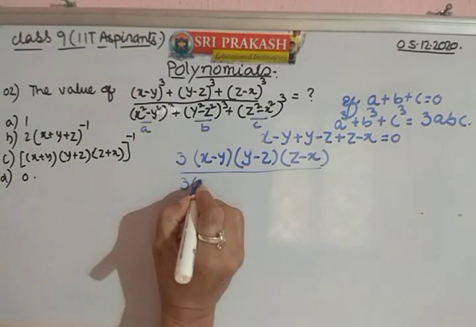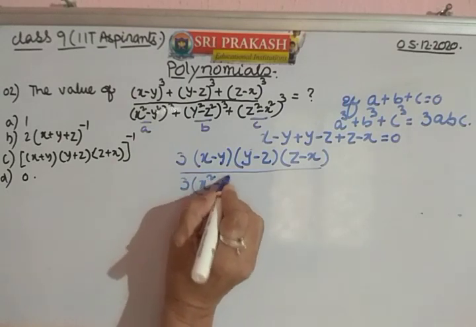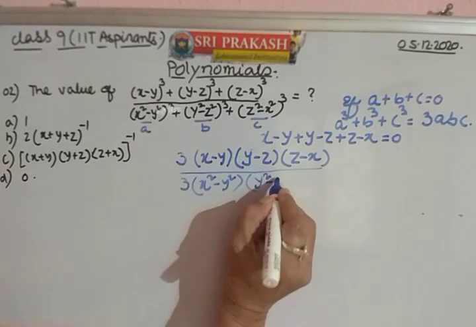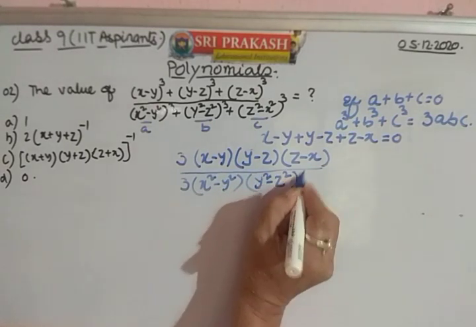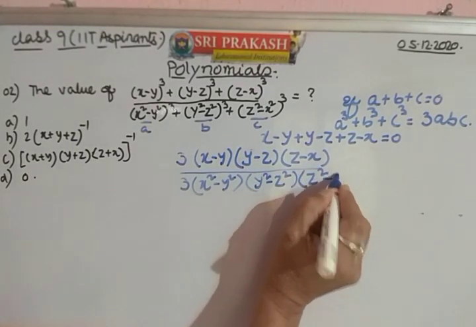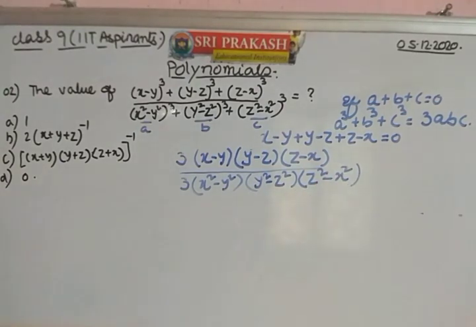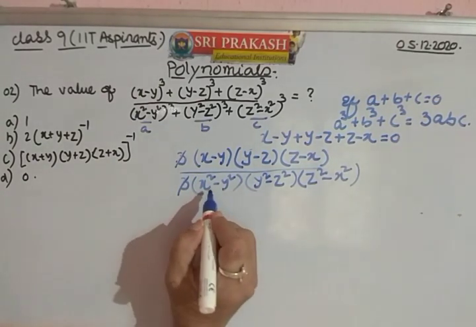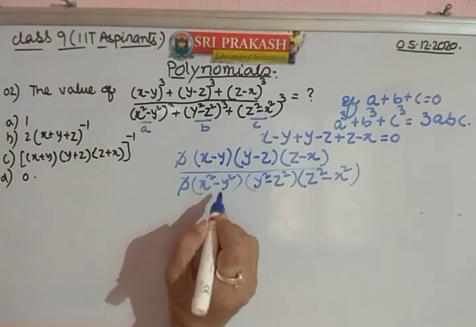3 into x square minus y square minus z square minus x square. Clear? So now 3 and 3 cancels. So here in the denominator you have x square minus y square.